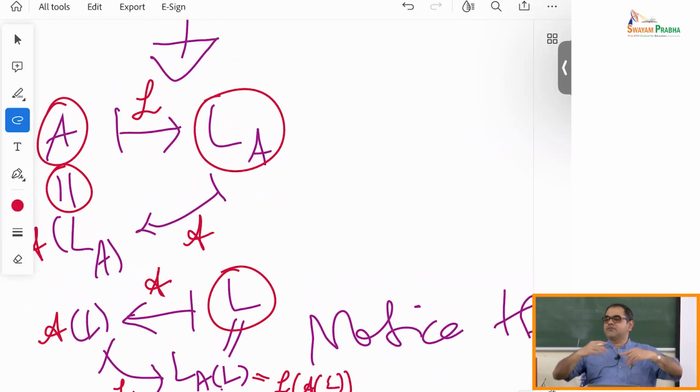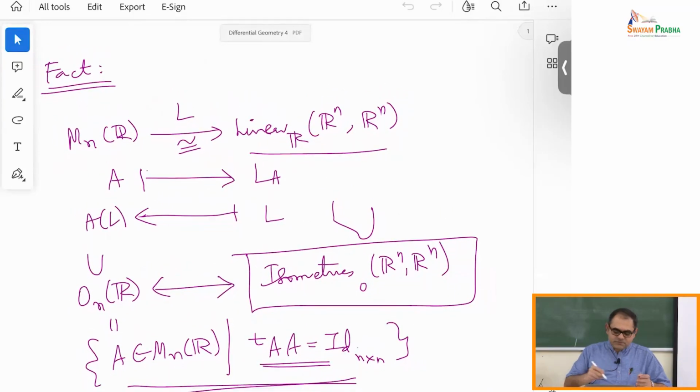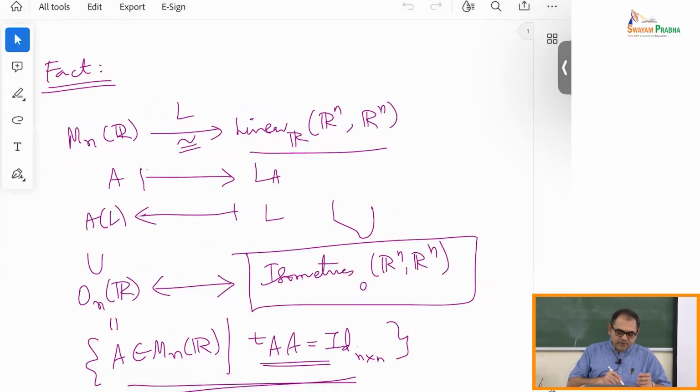So these two are inverse, maps to each other. So in other words, there is a way of looking at every matrix uniquely as a linear map, and conversely. Now with this background, therefore you have this map here.